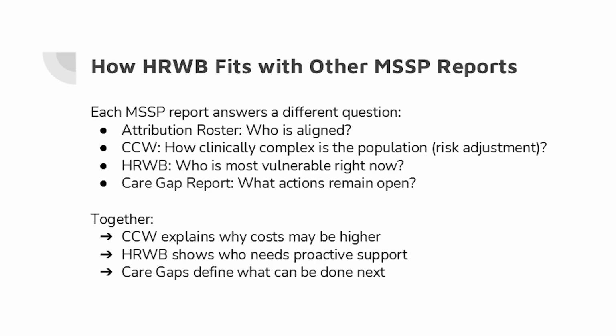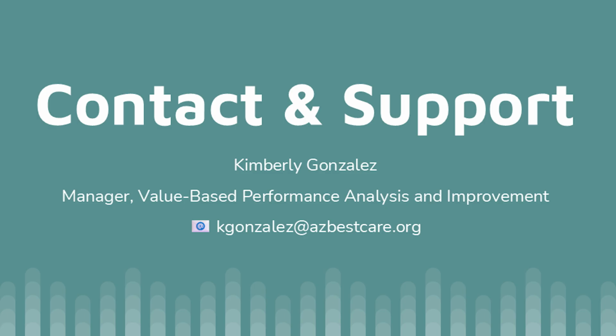Each MSSP report answers a different question. The attribution roster tells us who is aligned. The CCW helps explain how clinically complex the population is from a risk adjustment perspective. The High Risk Workbook shows who is most vulnerable right now, and the Care Gap report defines what actions remain open. Together, these reports tell a complete, connected story. This concludes the High Risk Workbook walkthrough.